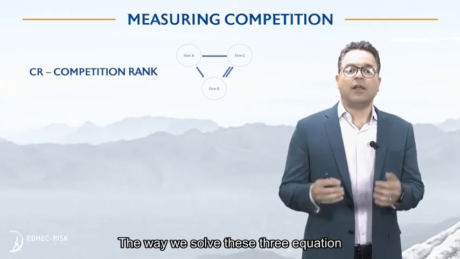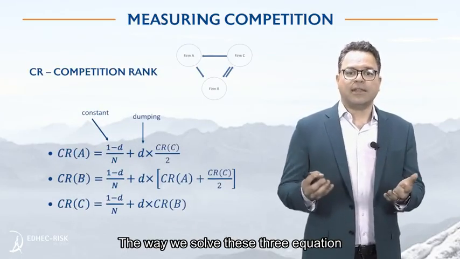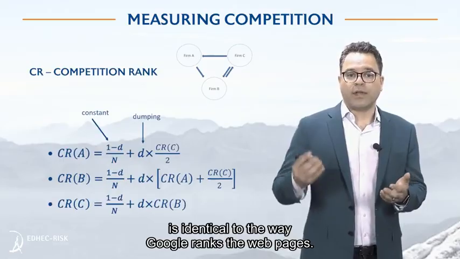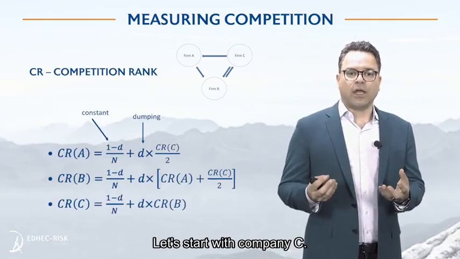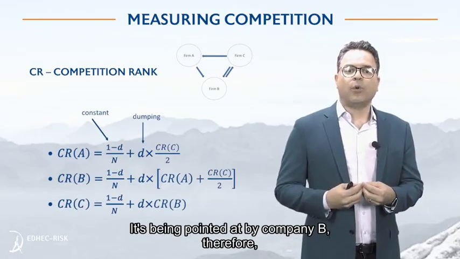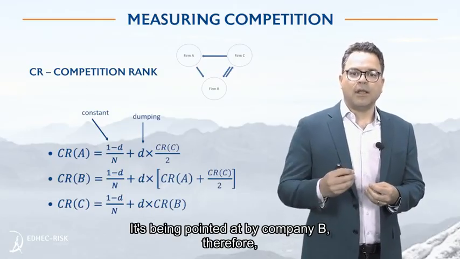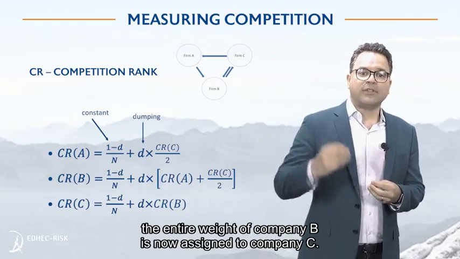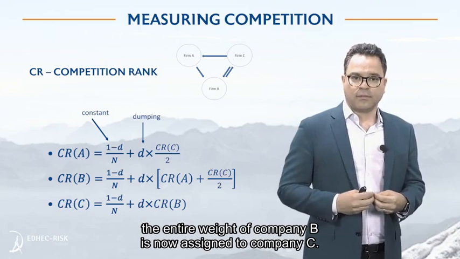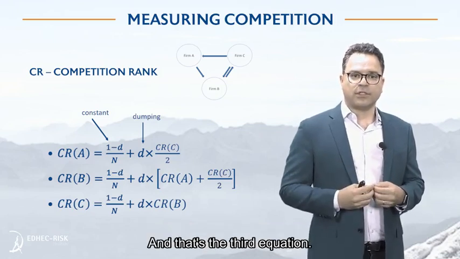The way we solve these 3 equations is identical to the way Google ranks the web pages. Let's start with company C. It's being pointed at by company B. Therefore, the entire weight of company B is now assigned to company C. And that's the 3rd equation.